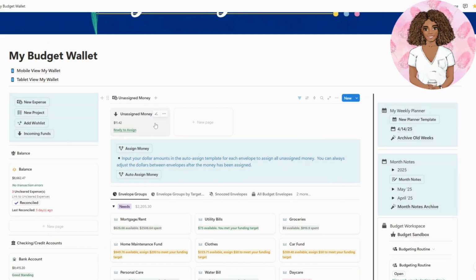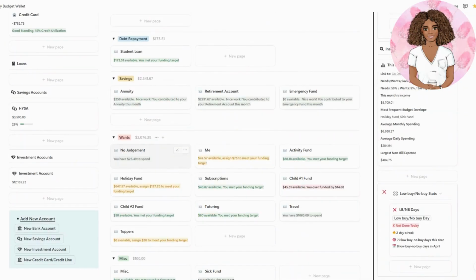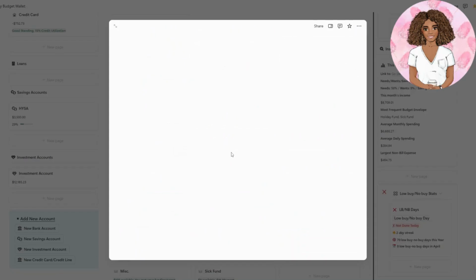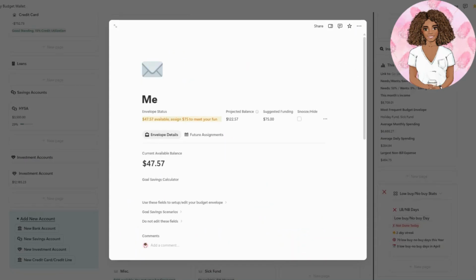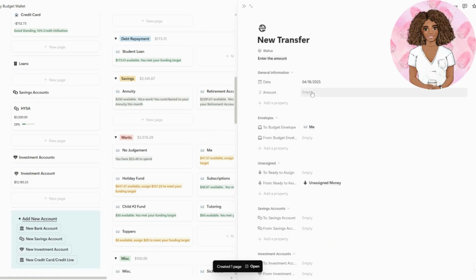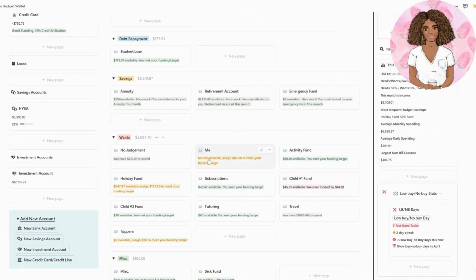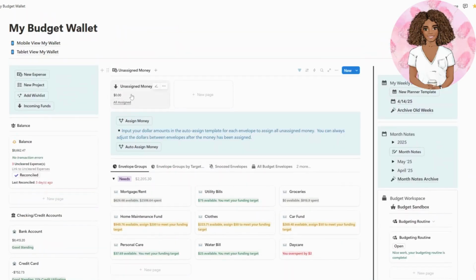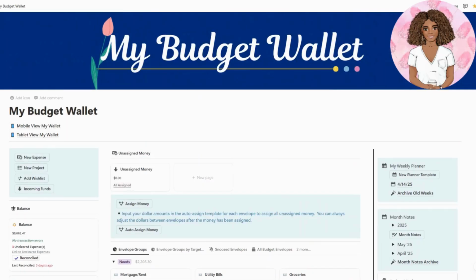So now I've got 1142 left over, and I'm going to throw it in the me envelope. Okay. Now I've got 58.99 and $0 in my unassigned. I'm all assigned, and that's it. All done.